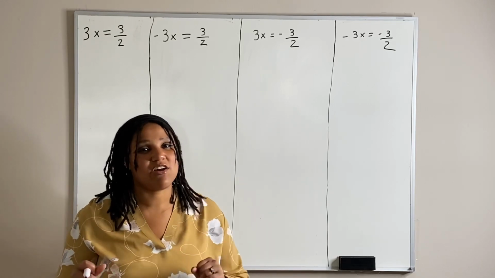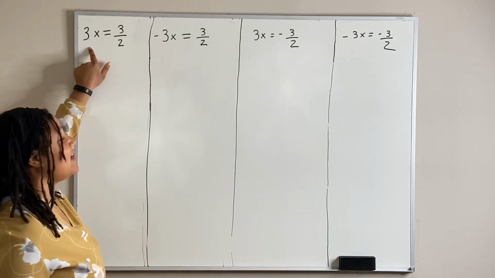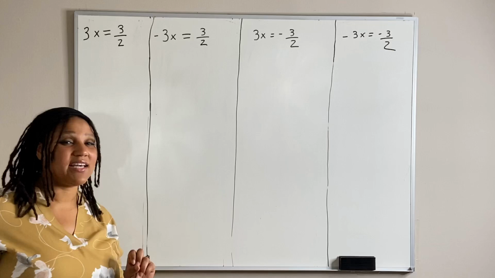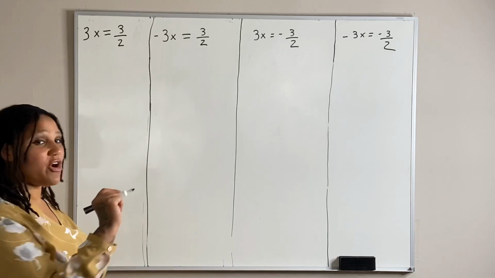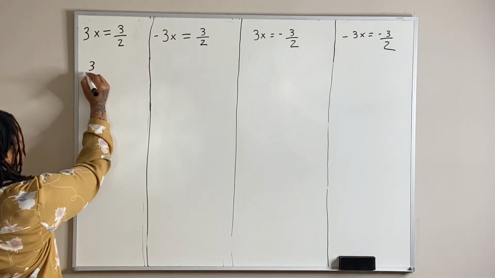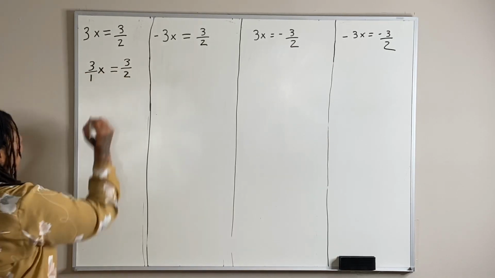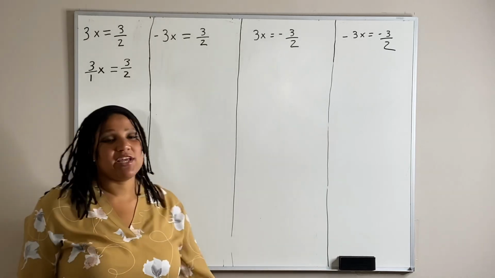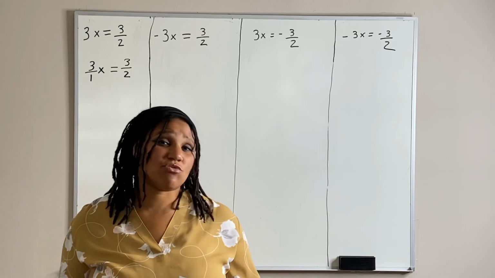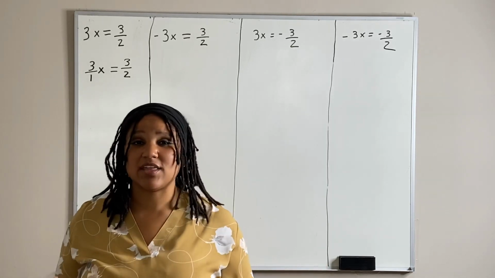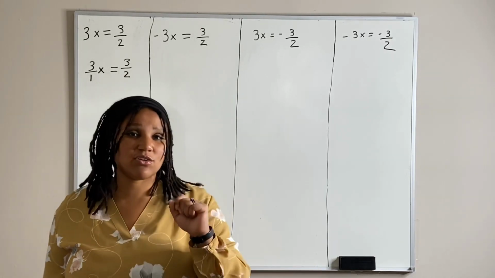Okay, so when I see a fraction, I want to go ahead and make the number attached to the x like a fraction, okay? So before I even start computing, I want to go ahead and just rewrite what I have and give it a denominator of 1. Why am I doing that? Well, 3 divided by 1 is the same as 3. I didn't really change anything. I just rewrote it in a different way. I'm doing that to avoid confusion.